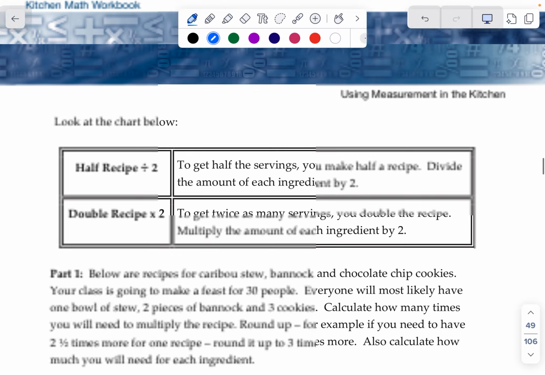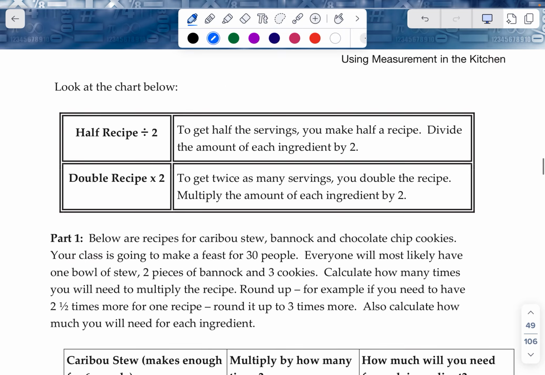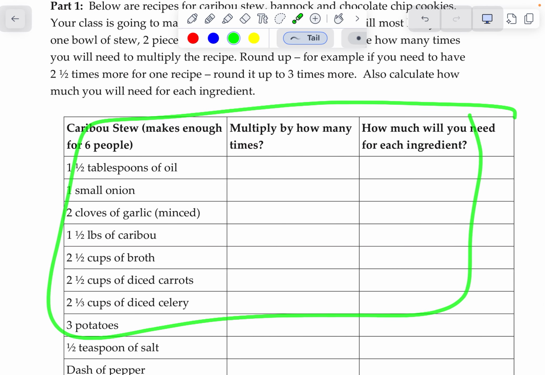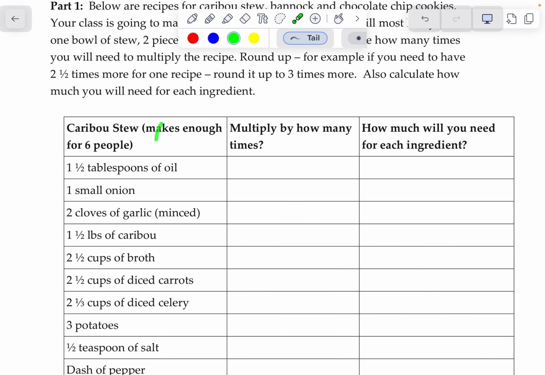So now let's look at what we want to do. The main thing to remember is if you're halving a recipe, you're dividing by 2. If you're doubling a recipe, we're multiplying by 2. And that's pretty straightforward, okay? So if you want to make yourself 3 little columns on your paper, 3 little headings.